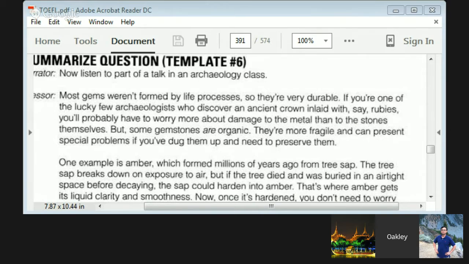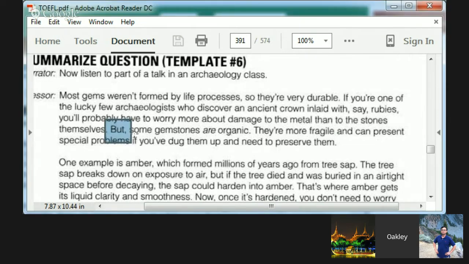As I'm hearing it: most gems were formed by life processes, very durable, blah, blah, blah. I know that this is an important part where I hear but. Also, I tried to use my intonation to indicate to you, but some gemstones are organic.